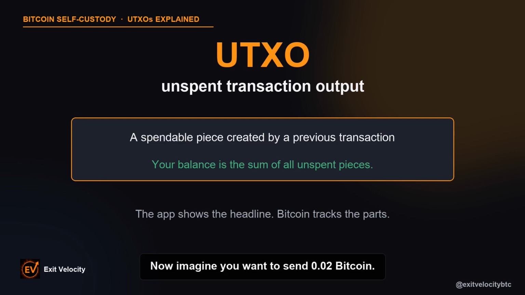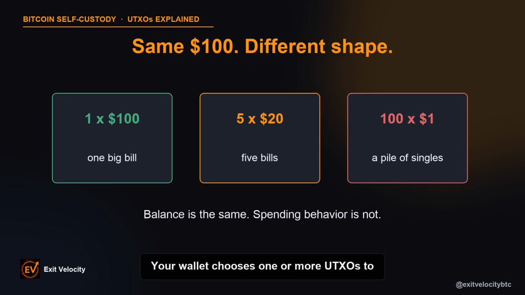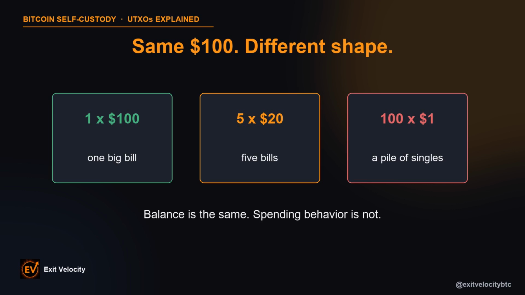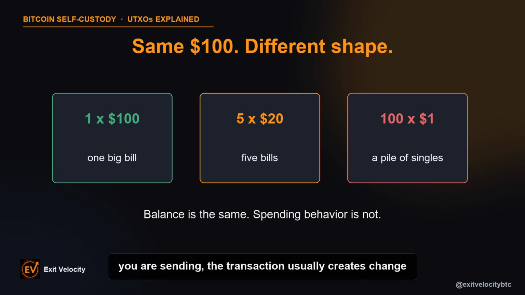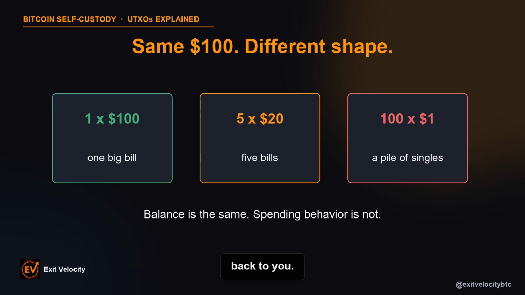Now imagine you want to send 0.02 Bitcoin. Your wallet chooses one or more UTXOs to fund that transaction. If it selects a UTXO larger than what you are sending, the transaction usually creates change back to you. If it needs several small UTXOs to cover the amount, it gathers them together like a handful of small bills. That is the part most people never see. They see send, receive, and balance. Bitcoin sees inputs, outputs, and change. That difference matters first because of fees.